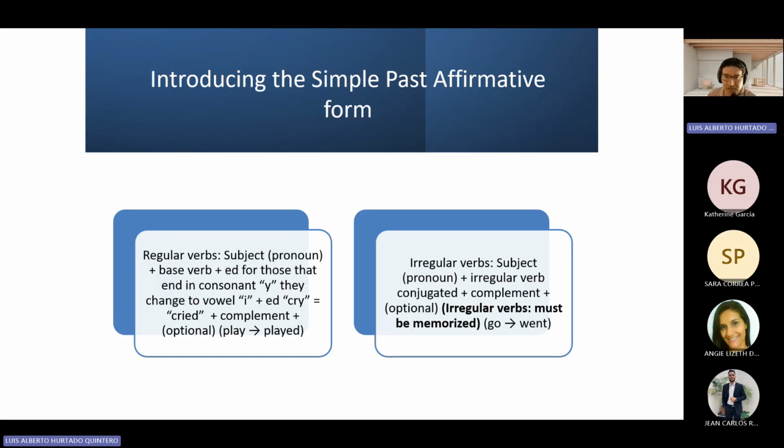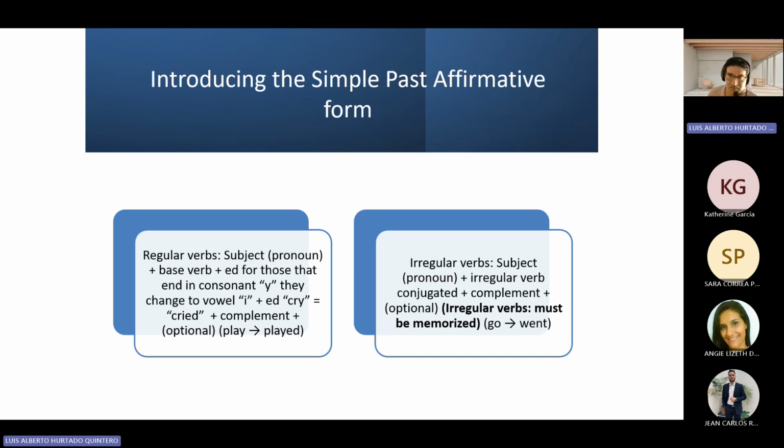Introducing the simple past, it has 3 forms. I am going to start with the affirmative form, which is made up by regular verbs: subject or pronoun, base verb ended in ed. For those that end in consonant plus y, you have to change the y to i and add ed, like cry, and a complement like yesterday or any other that shows you that it happened in the past. Okay, the complement is optional.